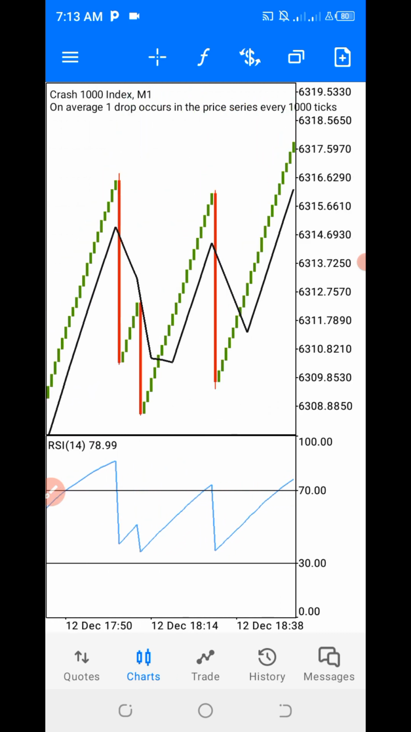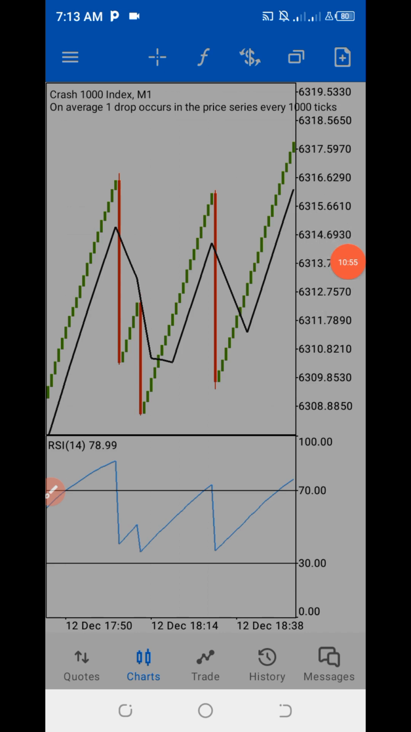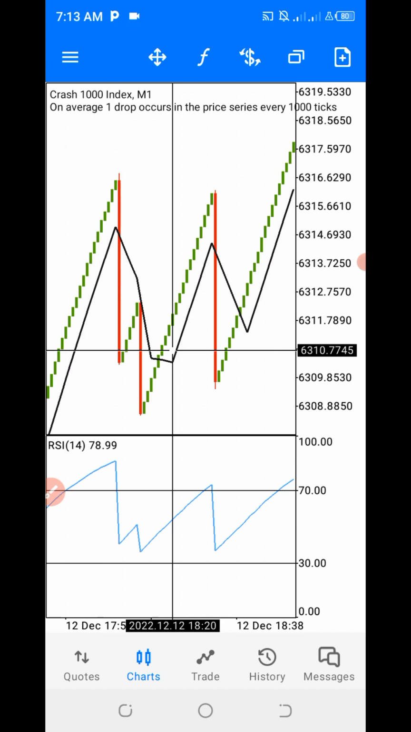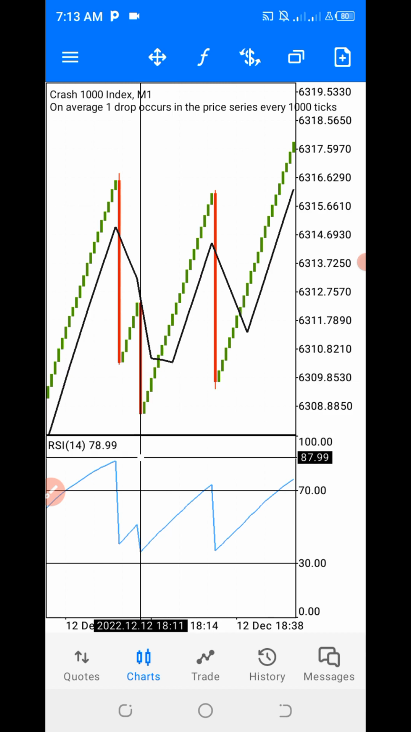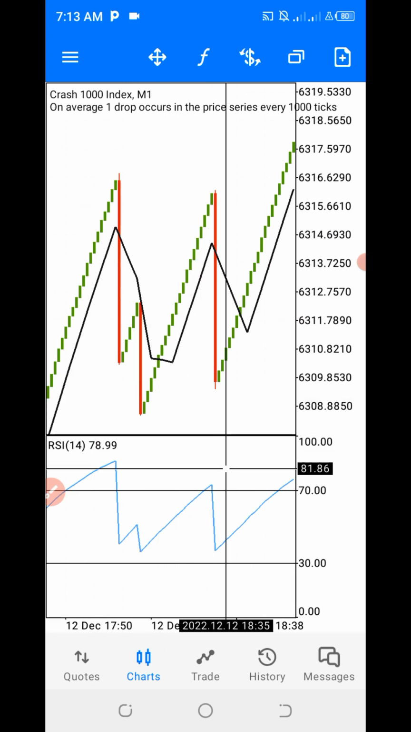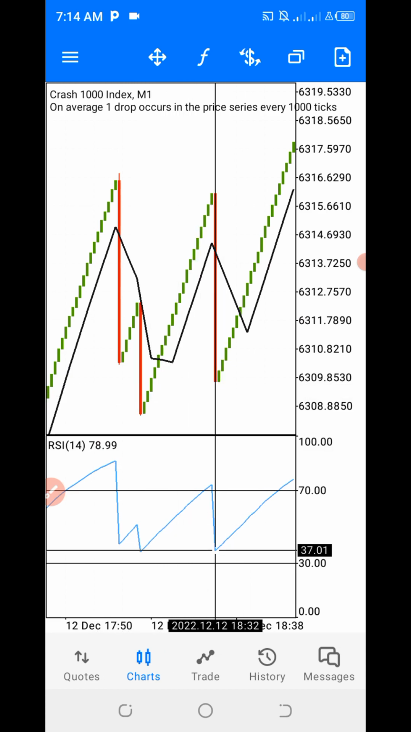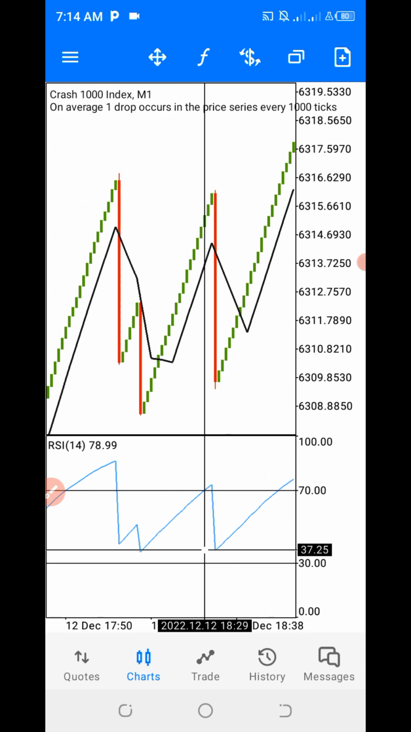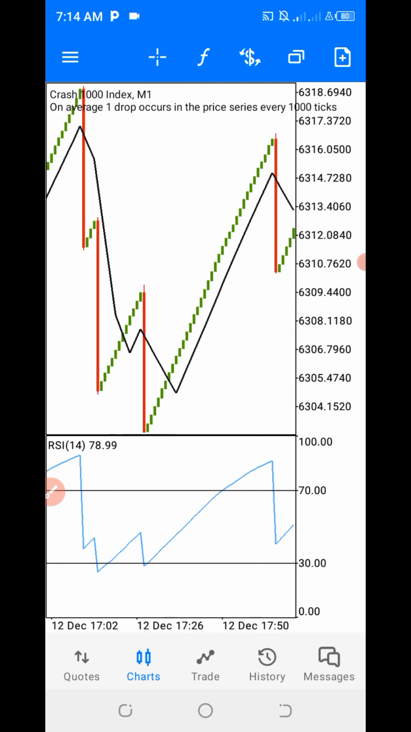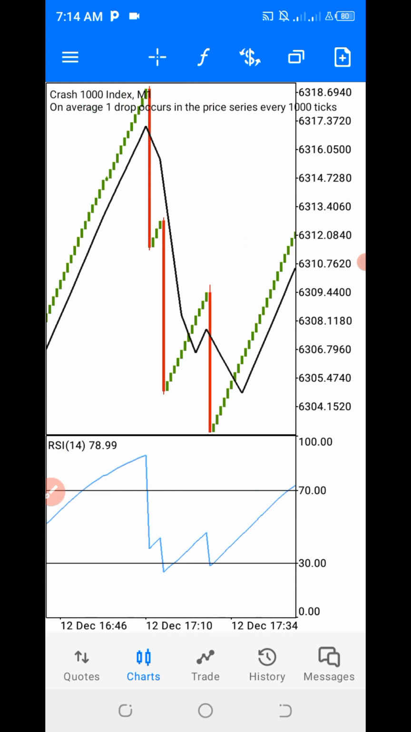Do we have another one? Do you have a divergence here? No. No, there is no divergence here. And it's not even happening at our 30 level.